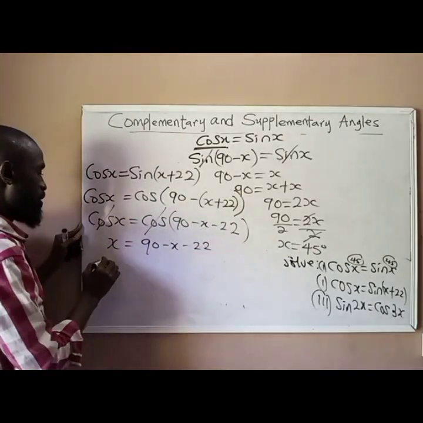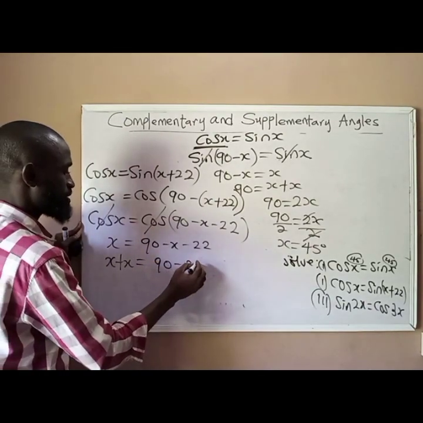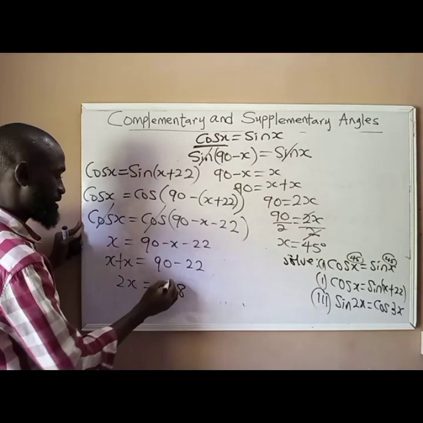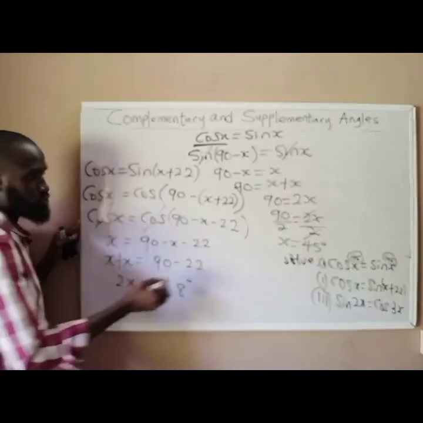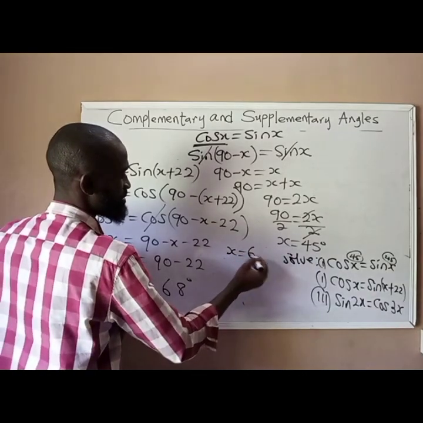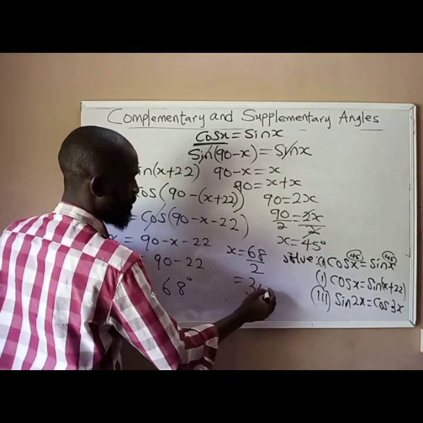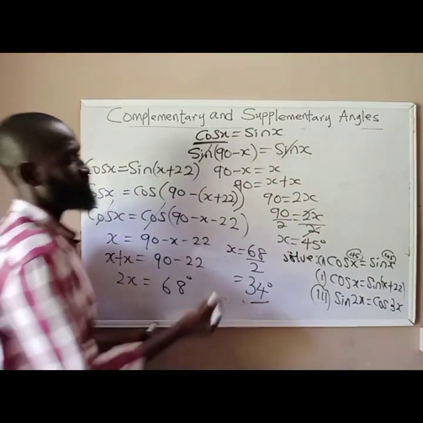x will come here. We have x plus x equals 90 minus 22. So 2x is equal to 68. So x will be equal to 68 divided by 2, which will give us 34 degrees. So our x in this case is 34. Let us confirm.